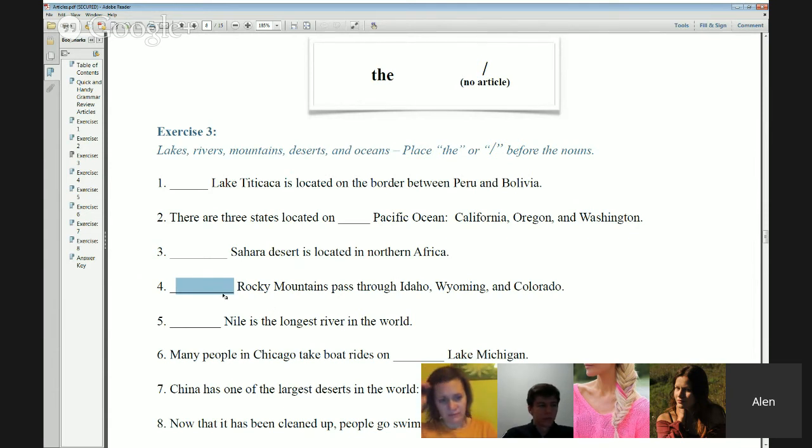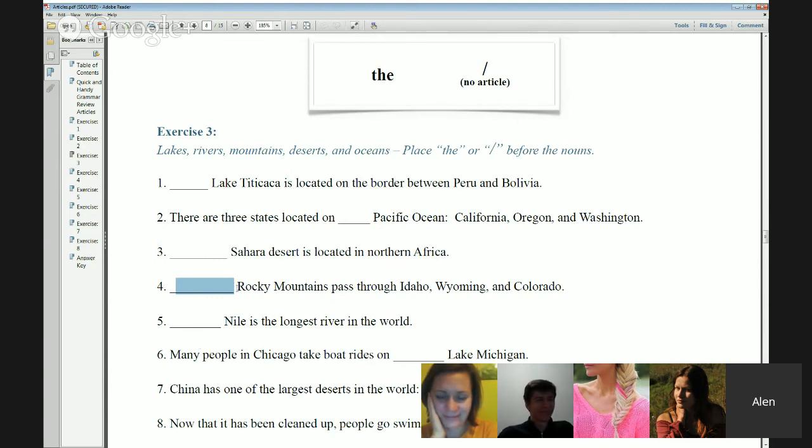Who thinks that we have to put the? I think. Elena? Sergey and Xenia, what do you think? I think with mountains we have to use it. Sergey? I think no articles. Oh, we got a split decision, 2-2.